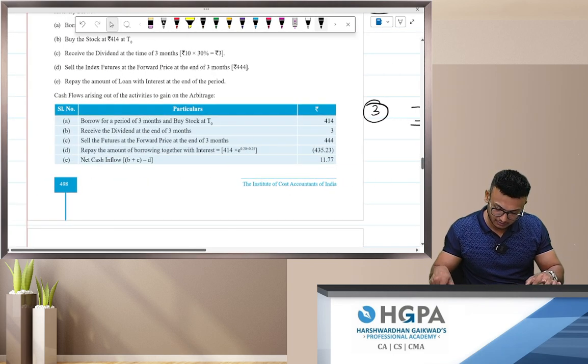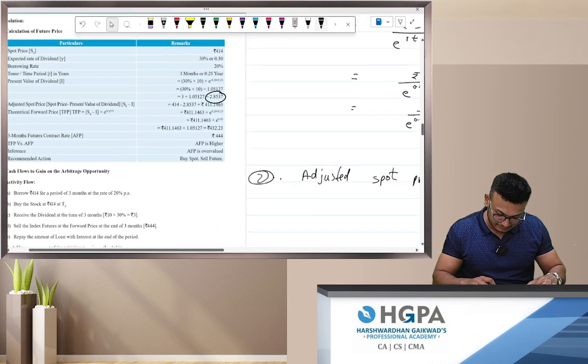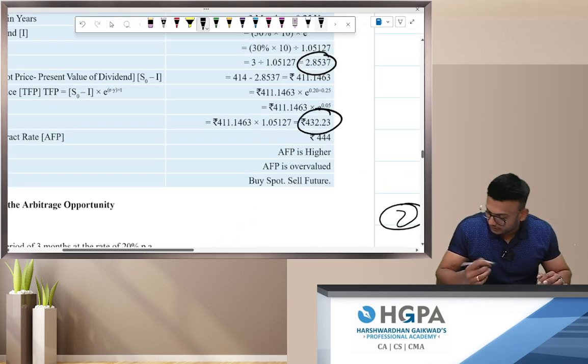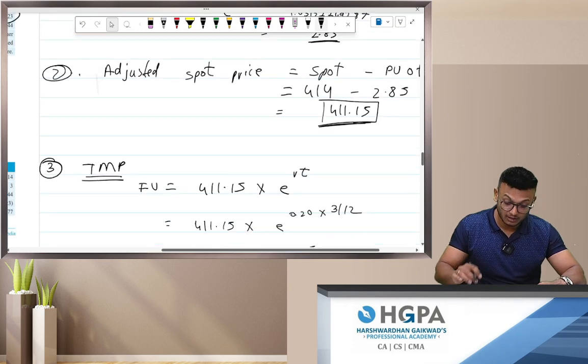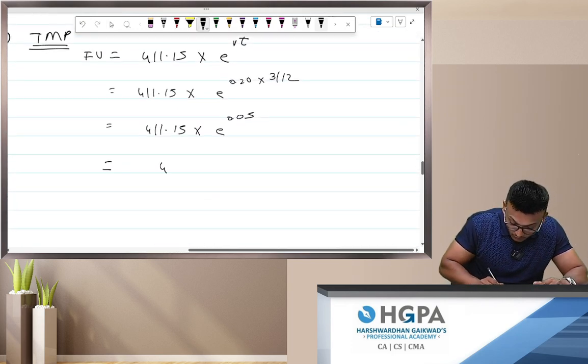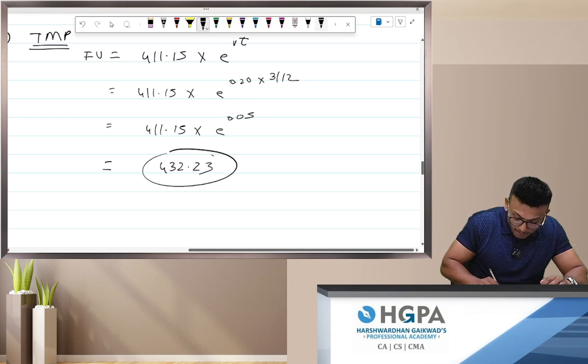432 is the answer. Is it the same? Yes, 432.23. No, it was right. 432.23. I thought I had added one extra in it. 432.23 is the answer. Simple.